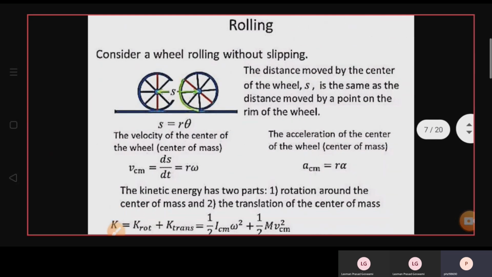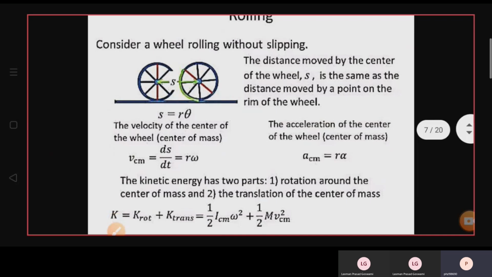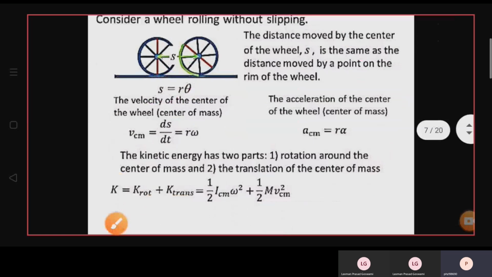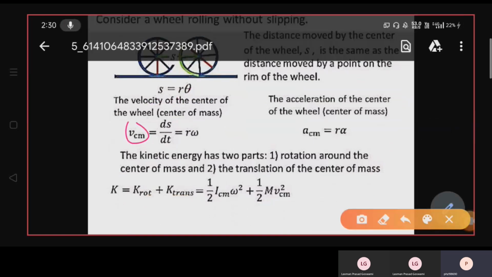For any wheel that is rolling without slipping, we have to consider this constraint, that is S equals R theta, because the distance moved by the center of the wheel, suppose it is S, is the same as the distance moved by a point on the rim of the wheel. This constant relation S equals R theta is maintained, and the velocity will be ds/dt, that is R omega. There will be two types of motion: rotation around the center of mass and translation of the center of mass. So the kinetic energy has two parts, one with the rotation part, another with the translation part.